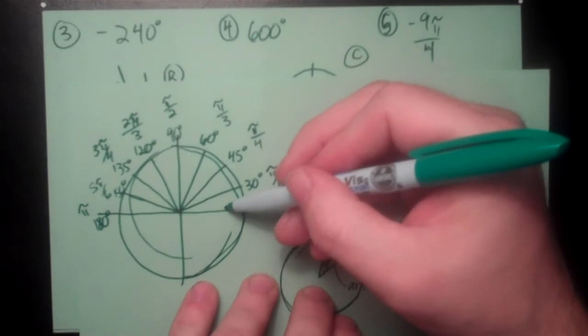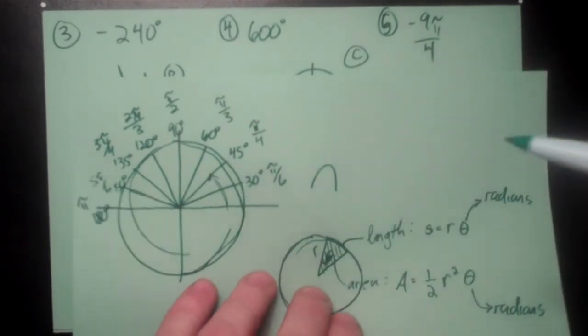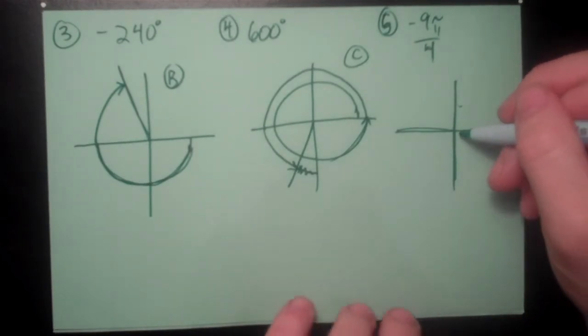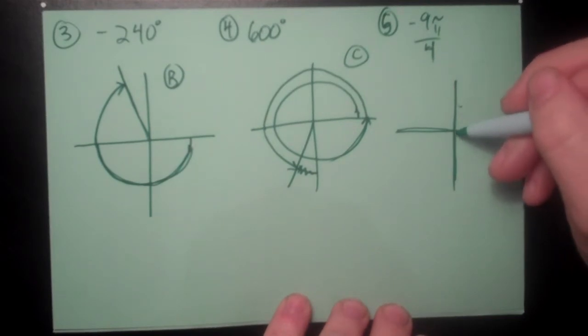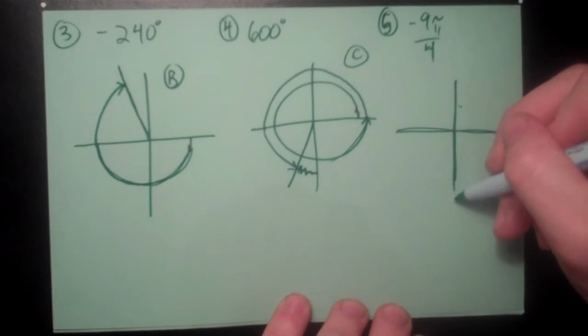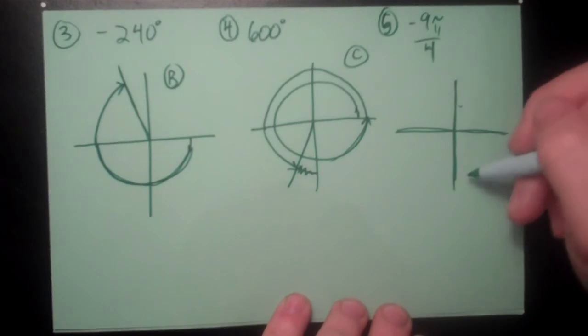So if this is pi over 4, remember, it'll help you to think: pi over 4 is the same as 45 degrees, halfway to 90. So here's negative 45, or negative pi over 4. Start to make that transition into radians. Here's negative pi over 4. This would be negative pi over 2, or negative 2 pi over 4. You can just count by pi over 4s.